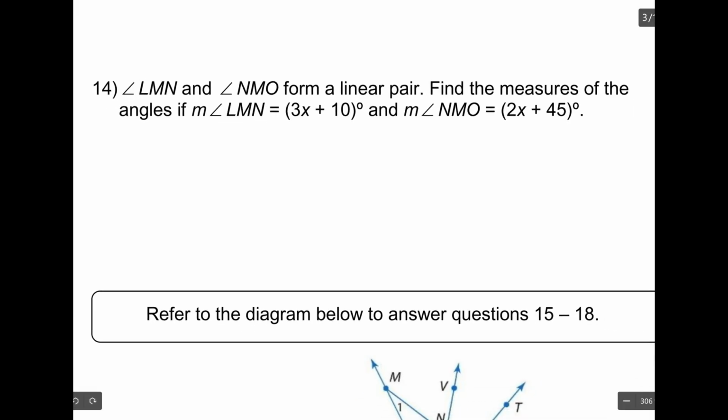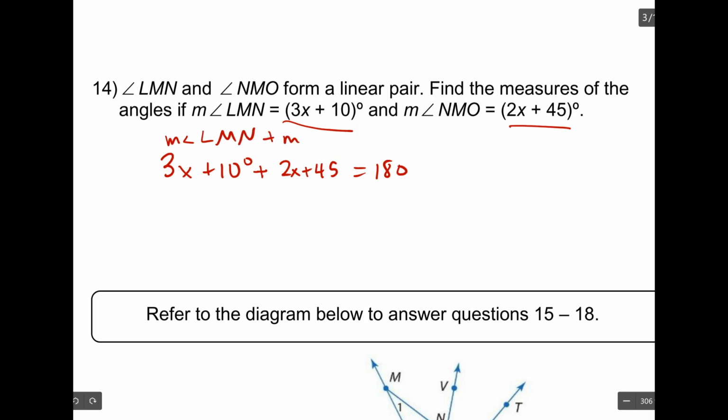Yeah, we can do number 14, that'll be done for the day. So angle LMN and angle NMO form a linear pair. Okay, so we should draw that. It forms a linear pair. Find the measures of angles if one angle has this and the other is that. Okay, so linear pair means they add to 180. So if I take 3x plus 10 degrees plus 2x plus 45, I add them together, I get 180. Because this is measure of LMN plus the measure of NMO should be 180, so I just filled in for them.